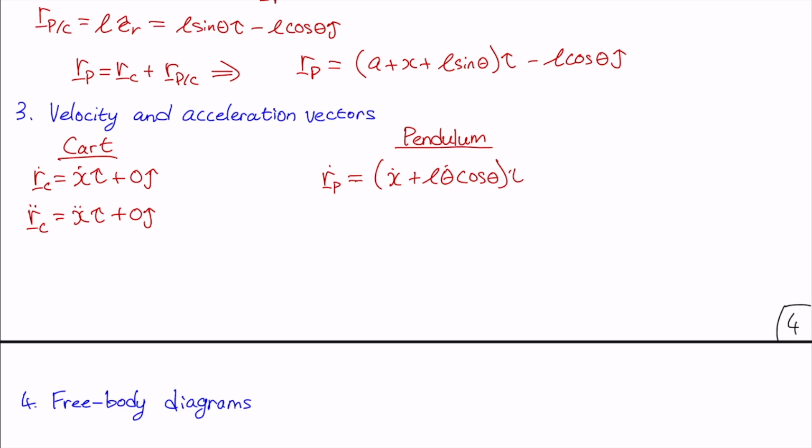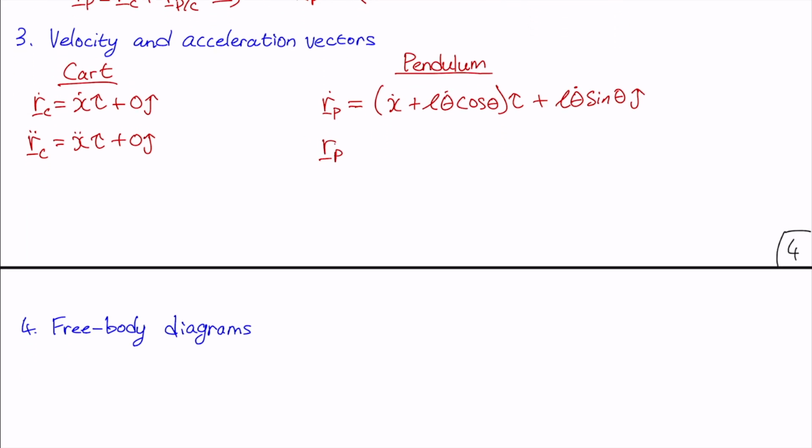And you'll see that we've kept the x term. Then we have minus cosine. We take the derivative of that, we'll get minus sine times the negative, gives us positive. So in this case, we're going to get L theta dot sine theta in the j direction.